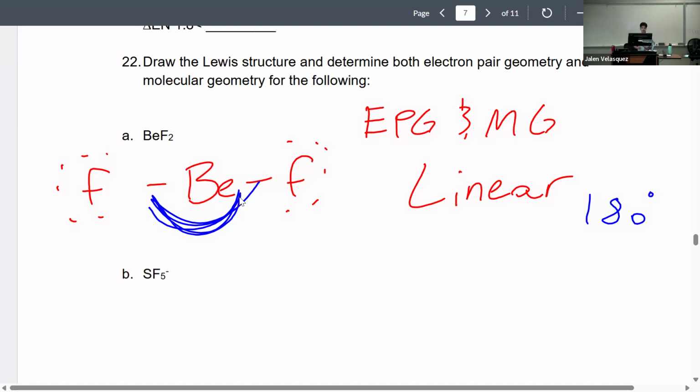And is this structure okay for BeF2, even though the beryllium has 4 electrons? Yeah, right, because beryllium is an exception to the octet rule, right? So it can have an incomplete octet, right? Okay.